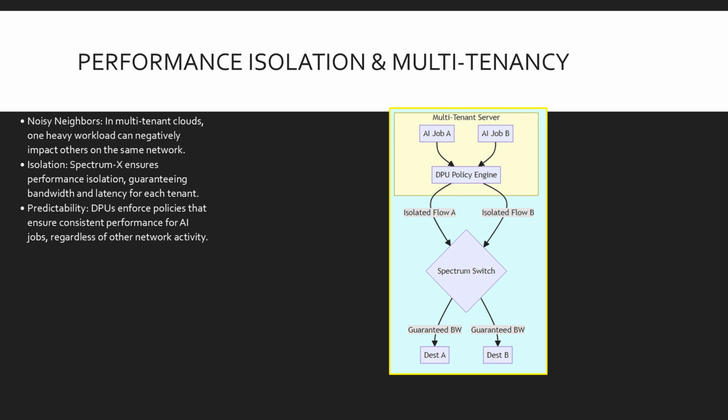Here we see a multi-tenant server hosting AI Job A and AI Job B. Both send traffic to the same DPU policy engine. The DPU isolates flow A from flow B before they even leave the server. When they reach the Spectrum switch, they are treated as distinct, protected flows, ensuring that both destination A and destination B receive their guaranteed bandwidth without interference.